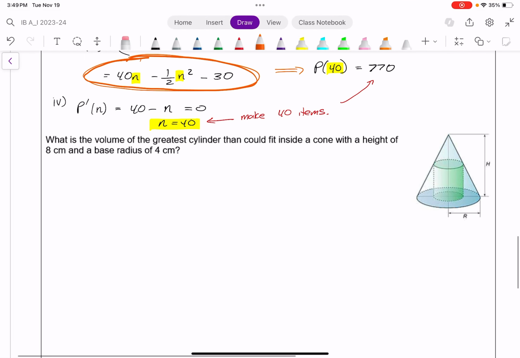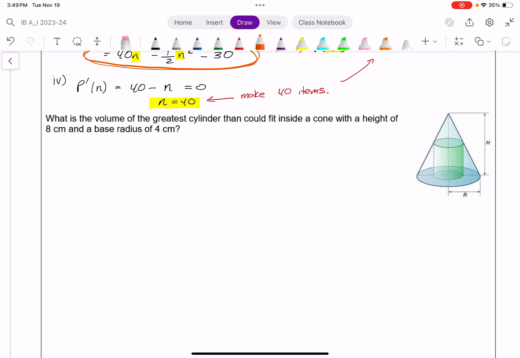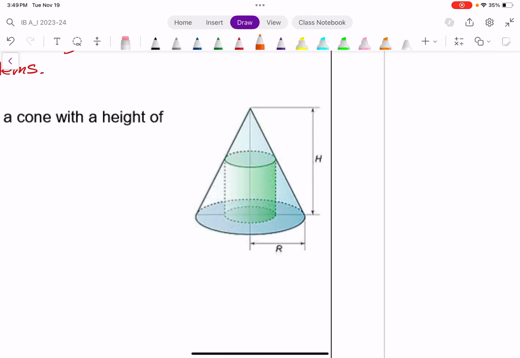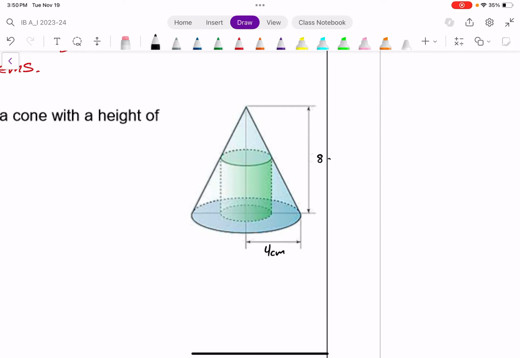All right, lastly, probably the hardest of these. What is the volume of the greatest cylinder that can fit inside a cone with a height of 8 centimeters and a base radius of 4 centimeters? So if I look at this cone here, this base radius from here to here is 4 centimeters. And this height is 8 centimeters. So that's a given. That's not a variable. But everything else is a variable.